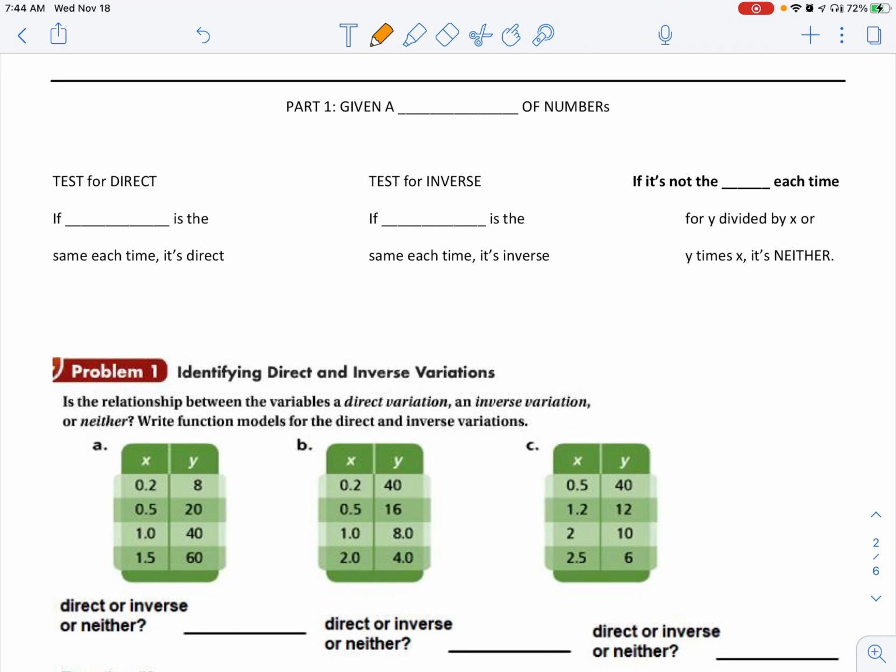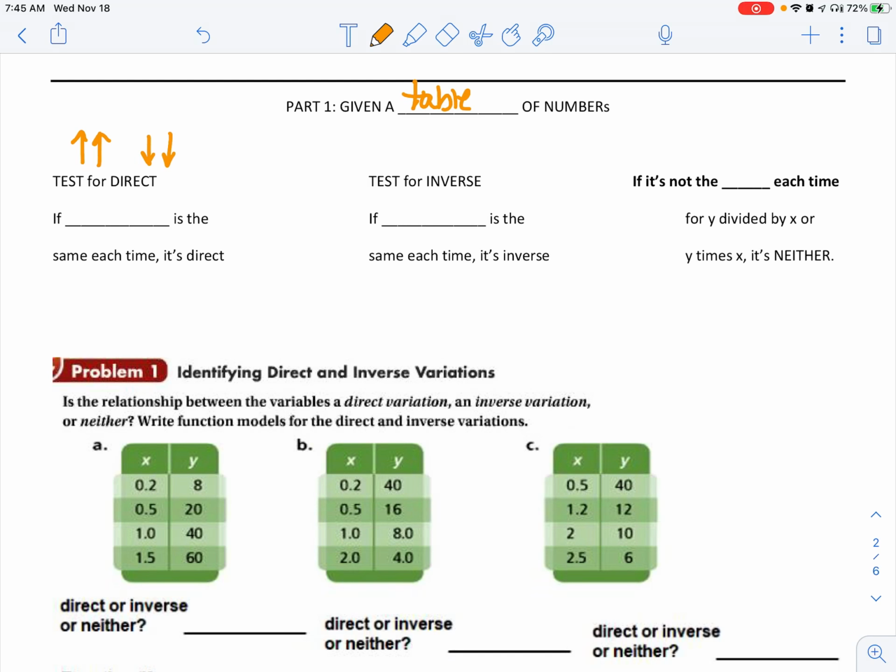Part one, let's talk about what happens if we are given a table of values or numbers. First, let's see if it's direct. By the way, if it's direct, they're either both increasing or both decreasing. That's how you know you're going to test for direct. All right, okay? Unless it's negative.